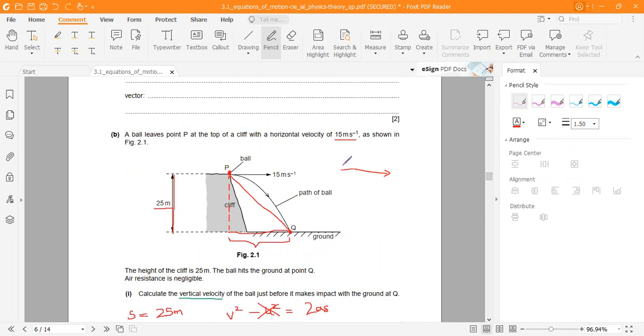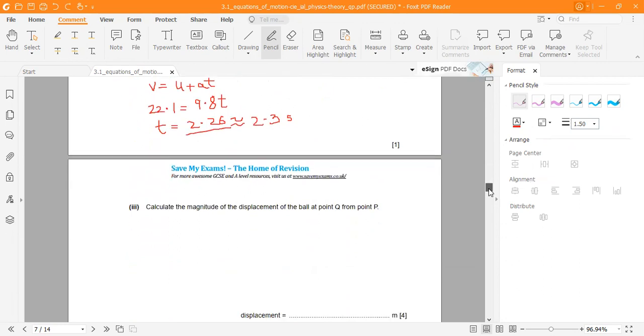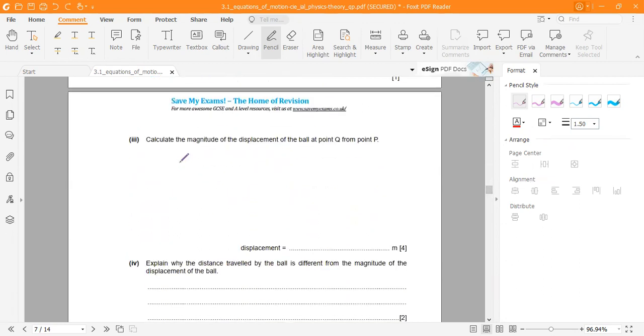So keeping all of this in mind, I know that the velocity is fixed at 15 and time is 2.3 seconds. So what I can do is, when velocity remains the same, as we have done in O level, to find the distance, distance is simply v into t.